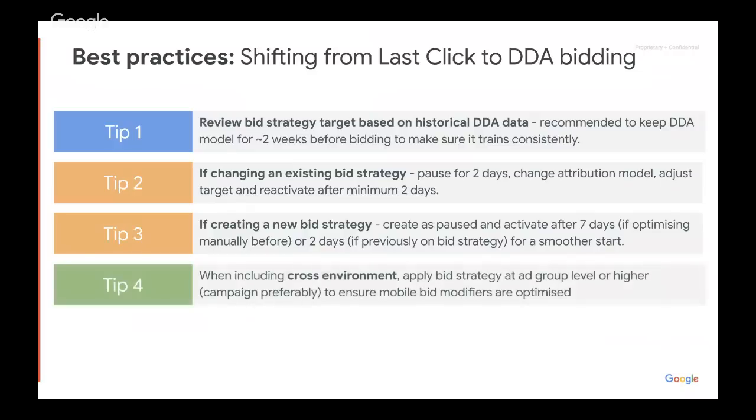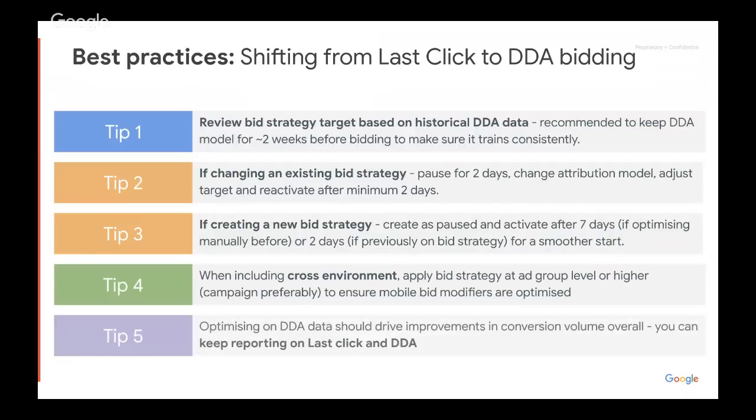Jumping to tip number 4, make sure that you add the campaigns or ad group levels, not keywords, to the bidding strategy, to make sure that all the bid modifiers are being taken into consideration, and also the cross environment implies. So I guess it will be ad group or higher, right? Yes. So you could do campaign either. Yeah. I generally would recommend customers, if possible, to apply the campaign level. It minimizes work and makes sure everything is functional.